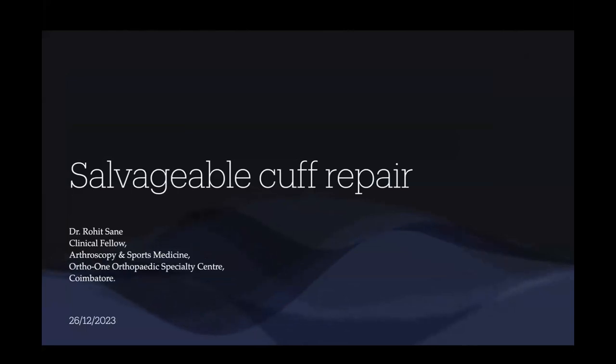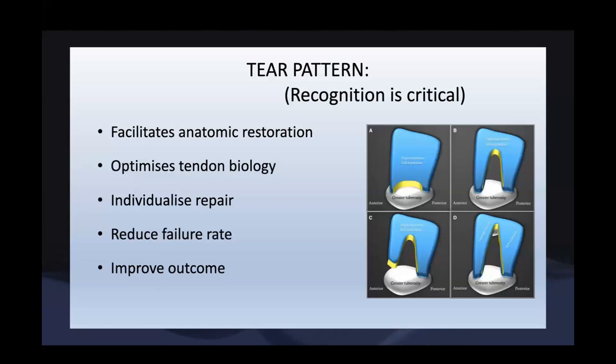So I'll be presenting on salvageable cuff repair. The basic techniques on how to repair cuff and the work up to understanding a cuff tear has already been covered previously. So just to give a brief, first, when you have a cuff tear, we need to identify and assess a few things which are of utmost importance. You need to identify what the type of tear is, where the tear is, which tendon is torn. These factors are very important.